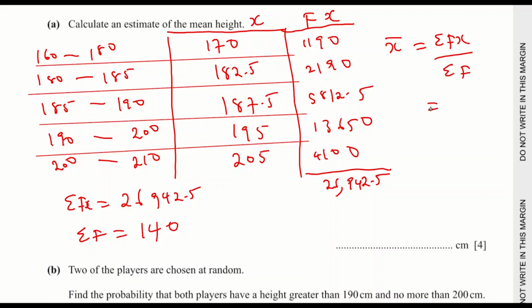Then an estimate of the mean will be this summation fx divided by summation f. So that will be equal to 26942.5 divided by 140. Okay, so finally this will give us 192, correct to 3 significant figures. So we have 192 correct to 3 significant figures. So let's go to part B.